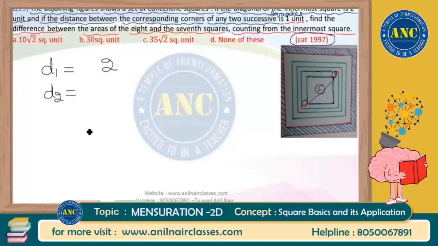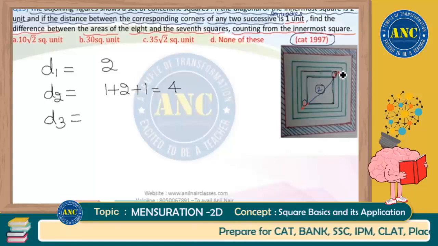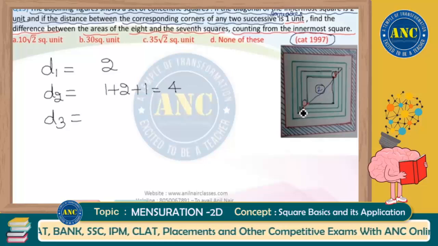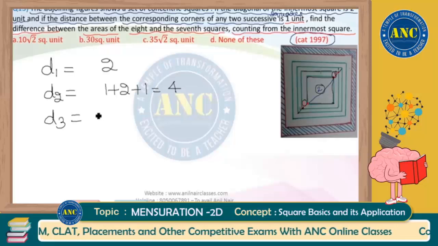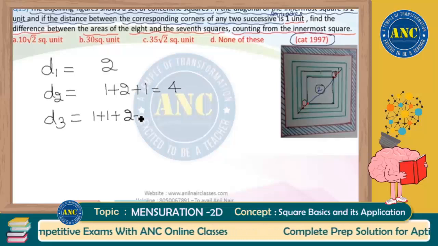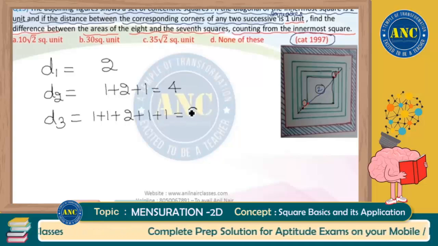That means the diagonal of the second square is 1 plus 2 plus 1, which is nothing but 4 units, right? What is the diagonal of the third square? Similarly, this corner and this corner is also 1 unit, and this corner and this corner is also 1 unit. So the diagonal of the third square is 1 plus 1 plus 2 plus 1 plus 1. So it is 2 plus 2 plus 2, 6.